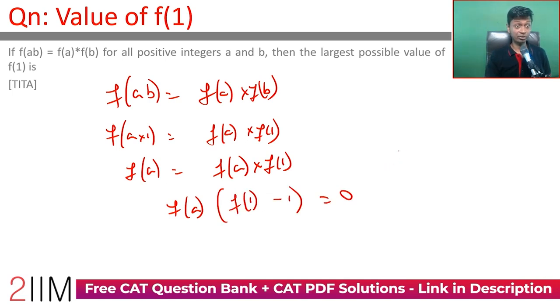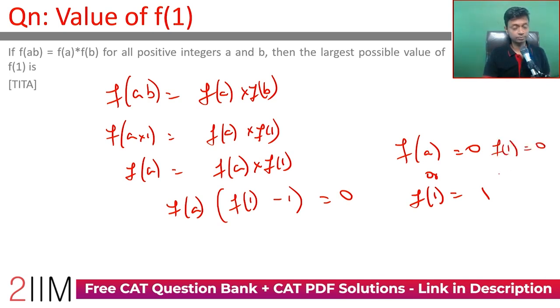There are 2 possibilities here. Remember this. Either f of a is 0 or f of 1 is 1. Either this could be a constant function where f of all values is 0. Then f of a into b will be equal to f of a into f of b, in which case f of 1 will also be 0. Or f of 1 is 1, in which case there are different values possible, but f of 1 is 1. That much we know. The largest possible value of f of 1 is 1.